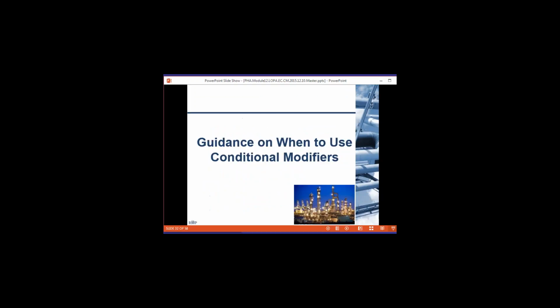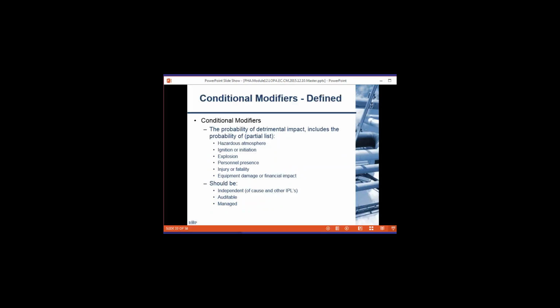Moving on into guidance on when to use conditional modifiers. To reiterate what I said earlier, the enabling condition is what's going to allow this loss event to even proceed in the first place. The conditional modifier, once again, is what is going to allow this to proceed to its ultimate potential consequence. Generally, this is going to be an effect on personnel, effect on the business, effect on the environment. So it's a probability of a detrimental impact. It includes a probability of, this is the list I'm going to be covering in subsequent slides: hazardous ignition, atmosphere, the probability of ignition or initiation, explosion, and the probability of personnel presence in the area and as to whether or not they will get injury or fatality due to this particular incident.